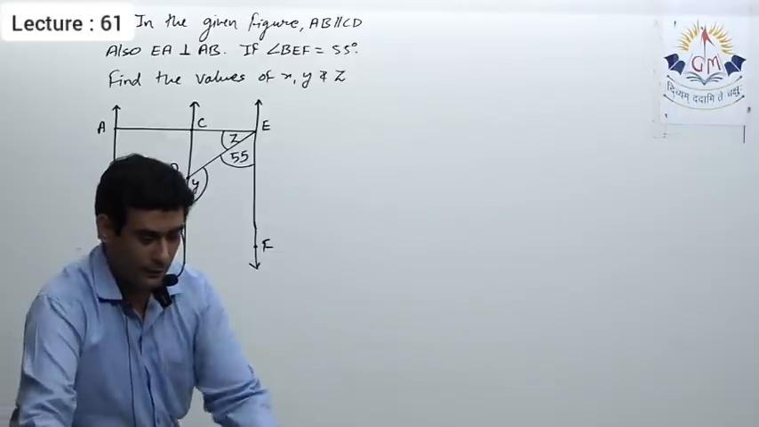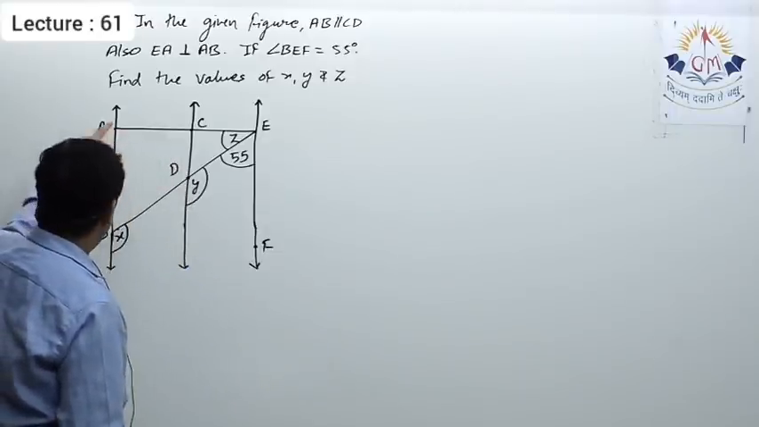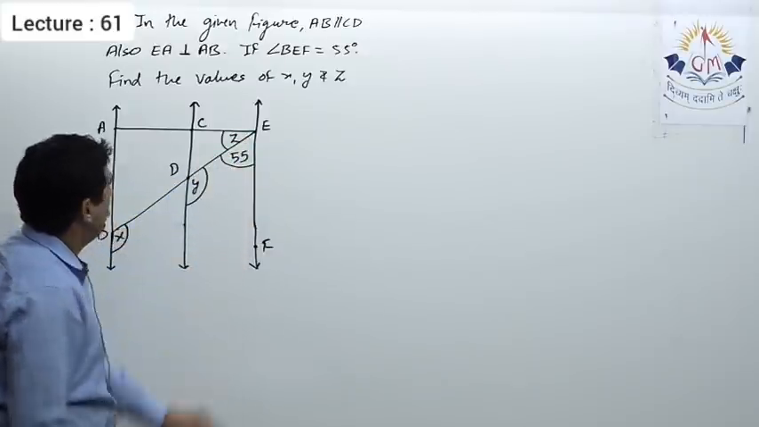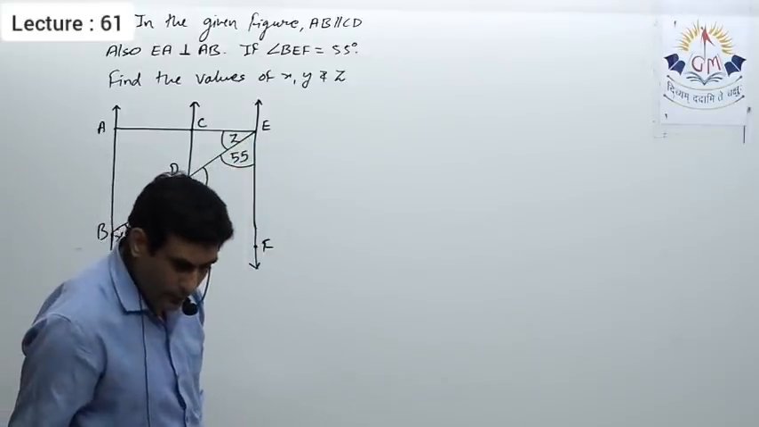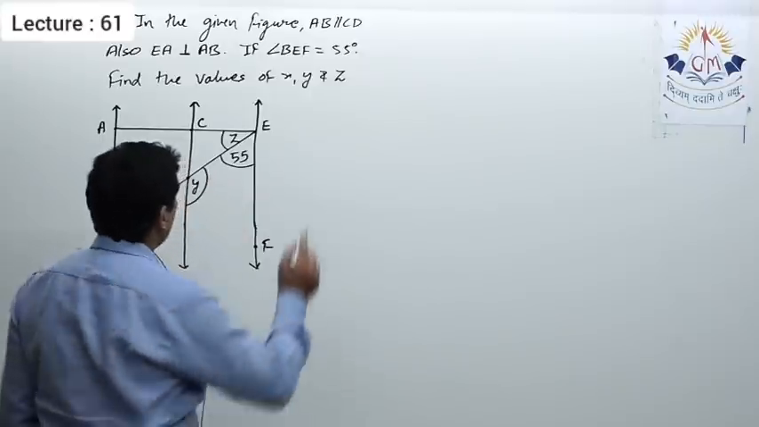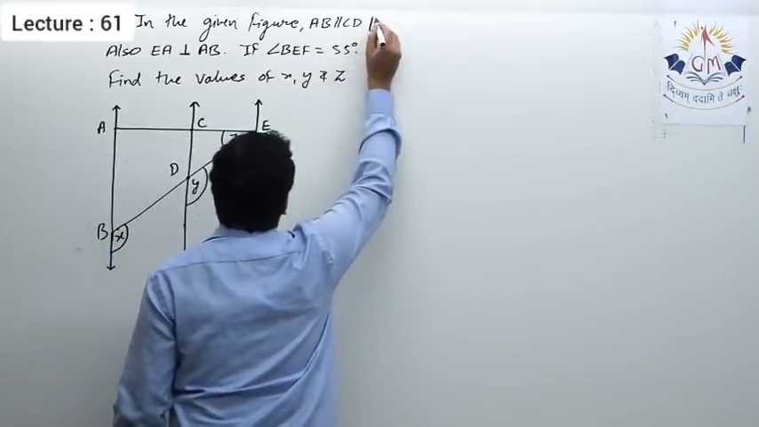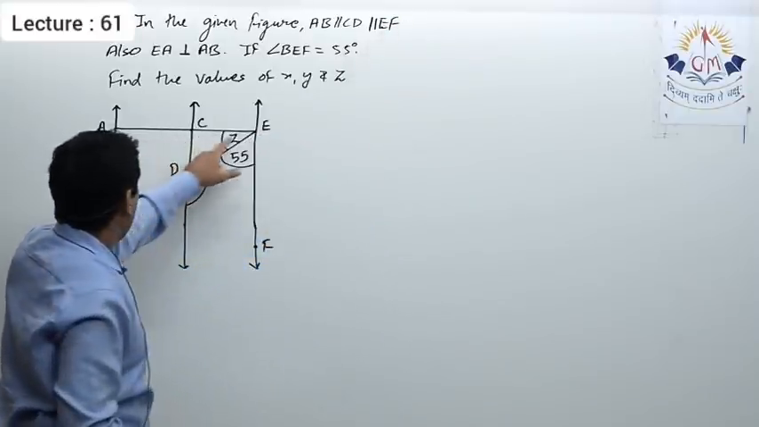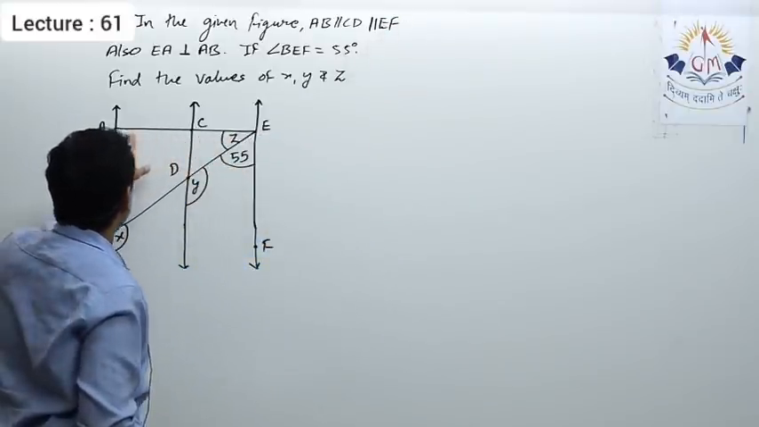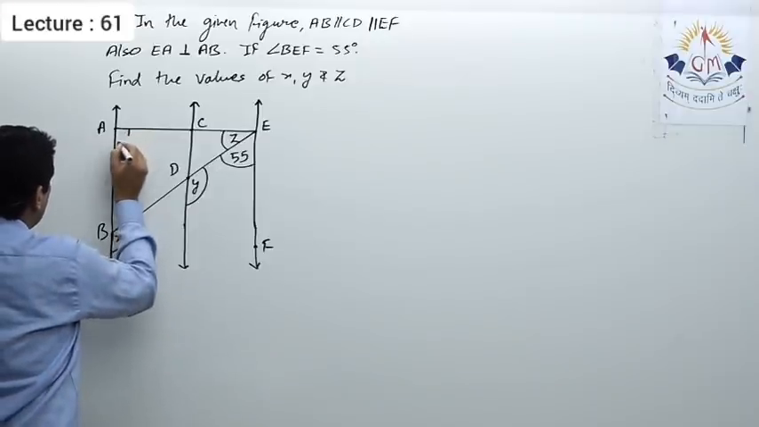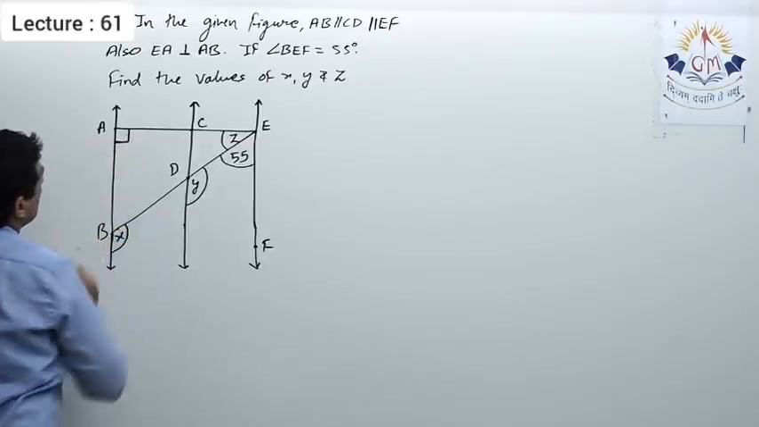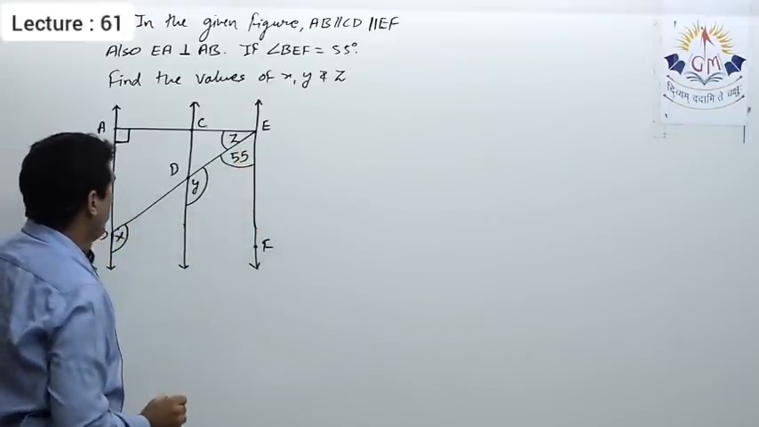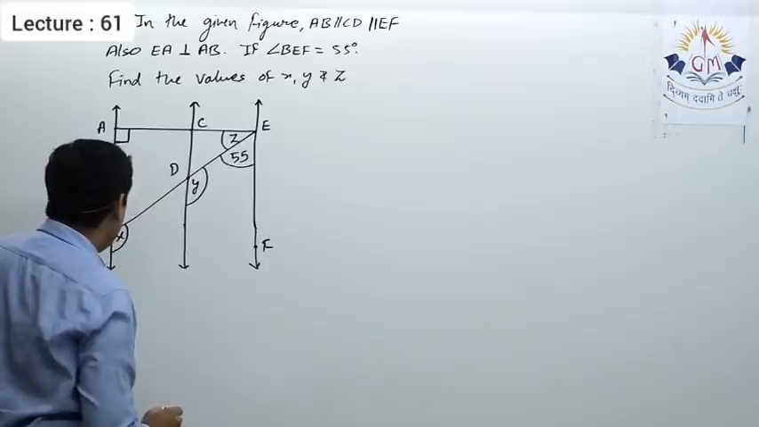Okay, now we see the question once again. In the given figure, AB parallel CD parallel EF. That is also given. Then EA perpendicular to AB. That means this angle is 90 degree, that is given. Angle BEF equal to 55. Then you have to find the value of X, Y and Z.